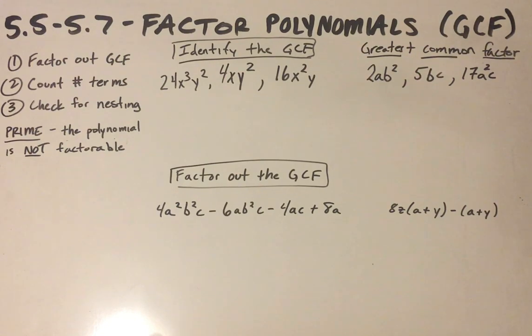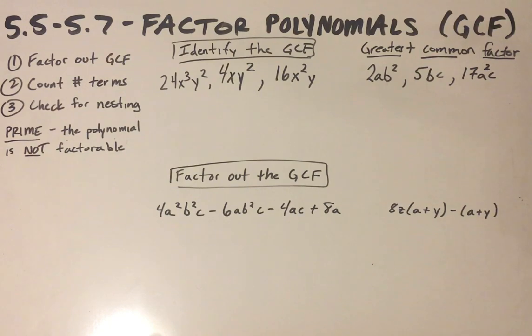So the couple things that you'll be asked to do here as far as greatest common factor. First of all, why is greatest common factor important? Well, it's the first step to factoring. It's not the only step, but we have to learn how to do it before we can factor other polynomials. So first step to factoring is factoring out the GCF. You need to then count the number of terms, and then we're going to check for nesting. And again, we'll get through each one of these steps, but for now we're just focusing on step 1. And this is in section 5.5 in our book.